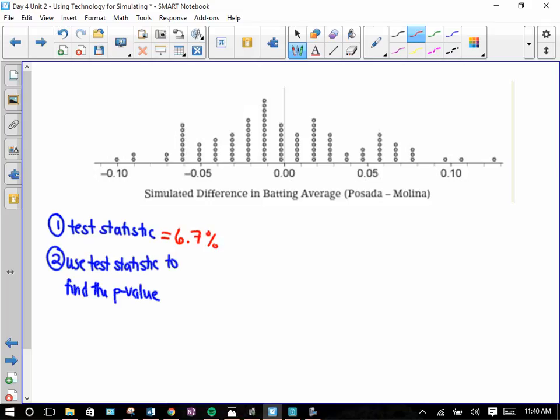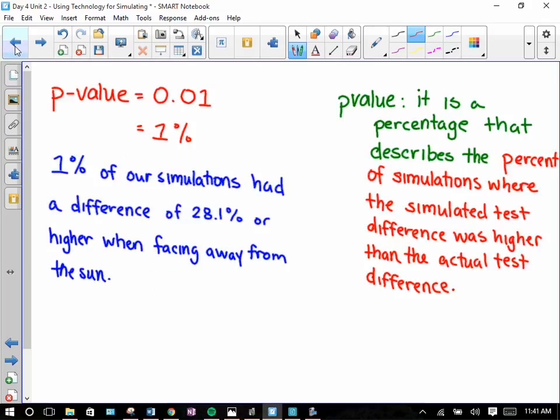All right. Now, if we look up here, are these written as percentages or as decimals? So, how would we write 6.7% as a decimal? 0.067. All right, so we know our test statistic. Now we want to figure out what our p-value is. Our p-value is the percent of simulations where the simulated test difference is higher than the actual test difference.